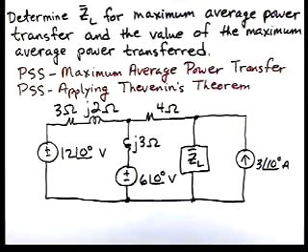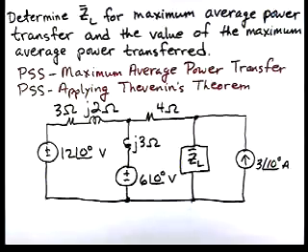Okay, in this problem we're asked to determine ZL for maximum average power transfer and the value of the maximum average power transferred. We're going to rely on two problem-solving strategies. One is the maximum average power transfer, and the second one is applying Thevenin's theorem.